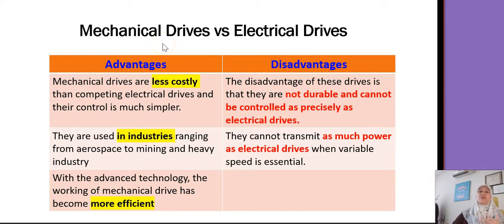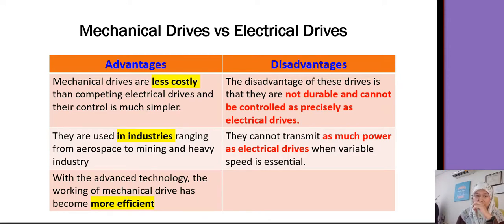What is the difference between mechanical drive and electrical drive? What are the advantages and disadvantages? Mechanical drive is less costly than electrical drive because electrical drive has more high-end electronic parts. And it's simpler to control, because it involves manual control. It's used in industry ranging from aerospace, manufacturing, mining, shipping, transportation, all the heavy industry.